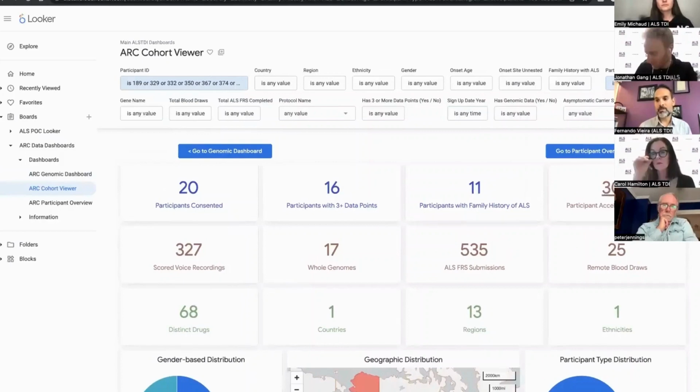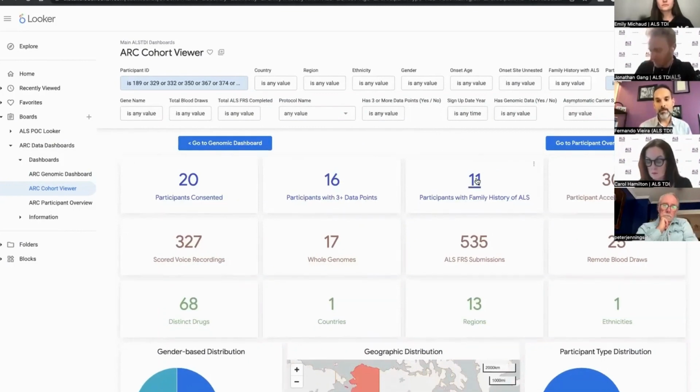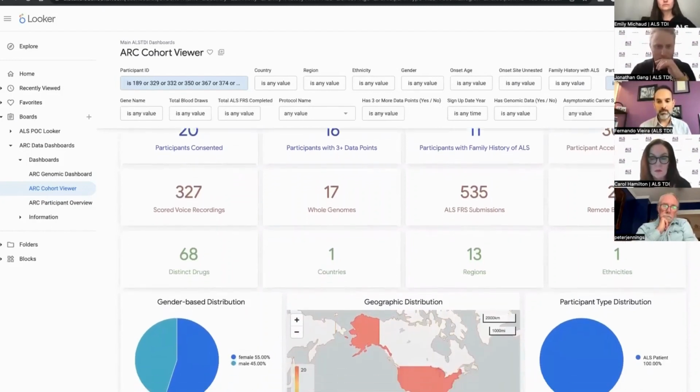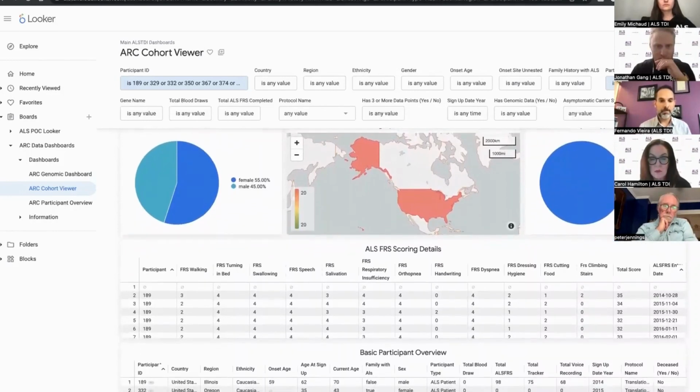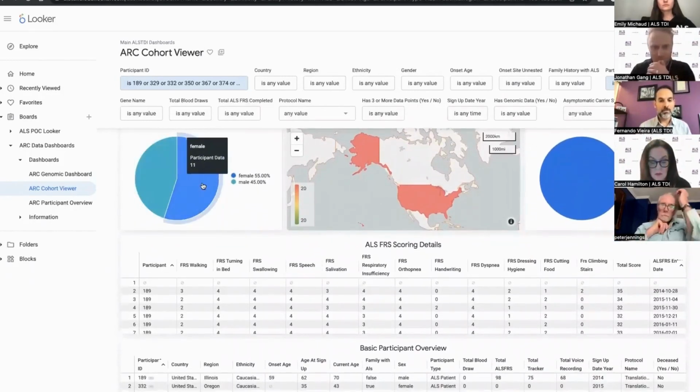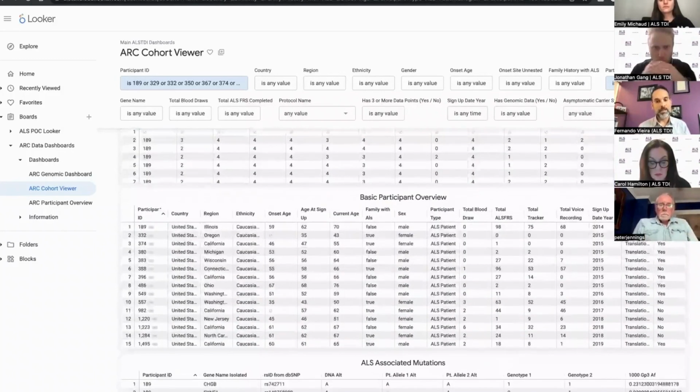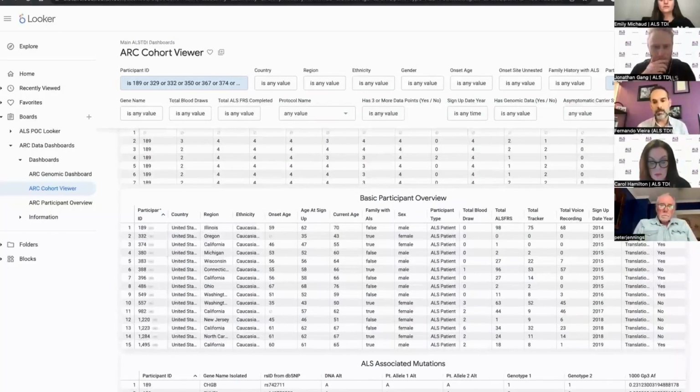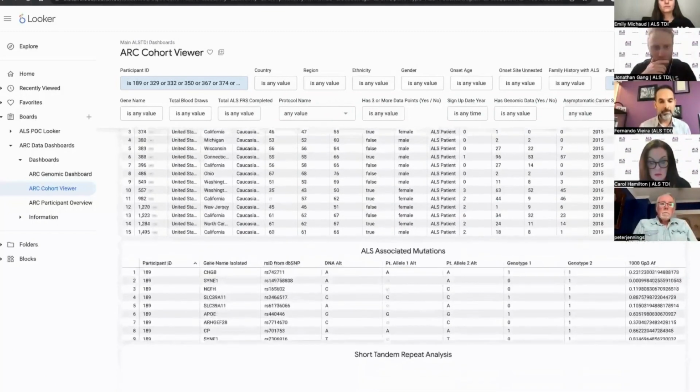These folks have 300 weeks of accelerometer data, 327 voice recordings, et cetera. Not all of them reported a family history of ALS, meaning some of these people were sporadic ALS patients as diagnosed, but did end up harboring the C9 mutation, which is an important distinction. Here we have a little bit more enrichment for women. I'm not saying that means anything. I'm just pointing out that you can see it quickly.